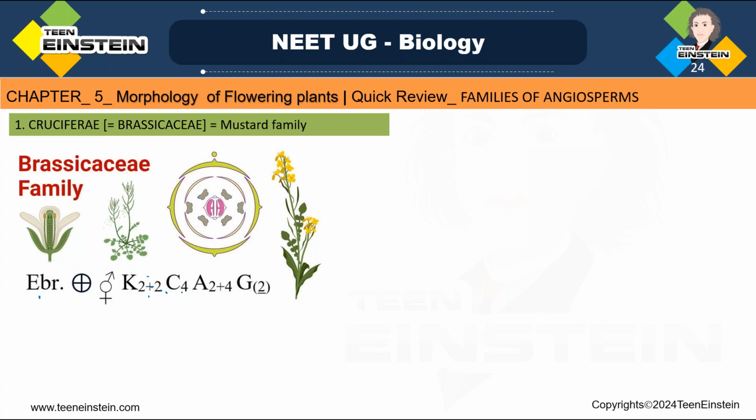That's why K 2+2. And C4, C means corolla. In that, 4 petals are there. Here 1 2 3 4, you can see 4 petals. Next comes androecium 2+4. Okay, can you see this? These are the anthers. The anther symbol they have given like this, a butterfly-like structure that mentions the anther.